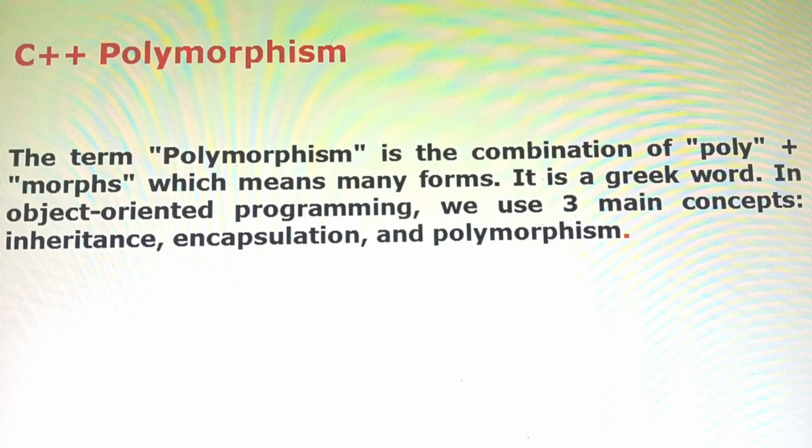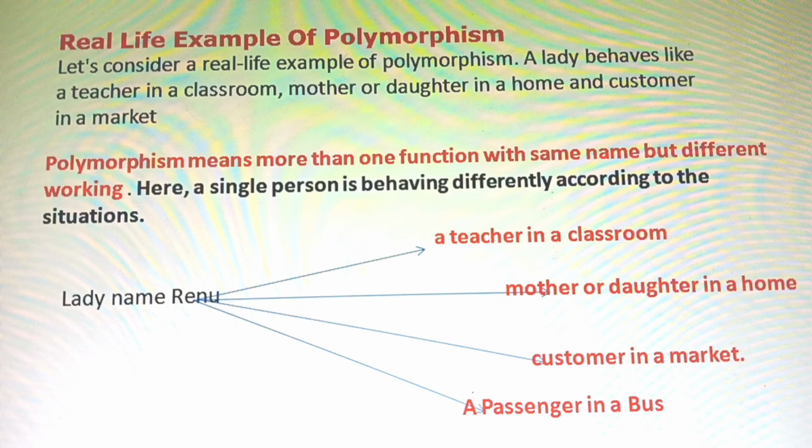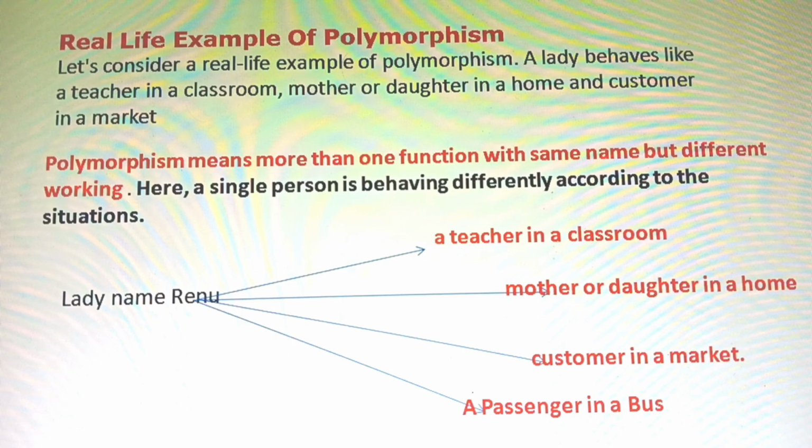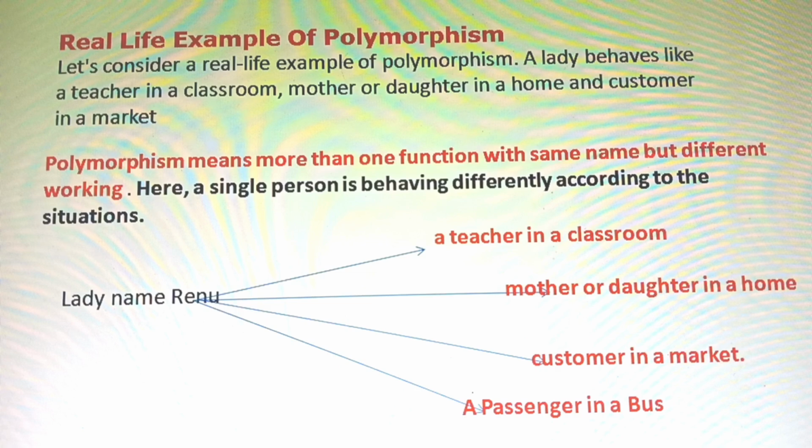In object-oriented programming, we use three main concepts: inheritance, encapsulation, and polymorphism. Now let us study what is polymorphism. Let's study a real-life example of polymorphism. What is polymorphism? Polymorphism is more than one function with the same name but different working.